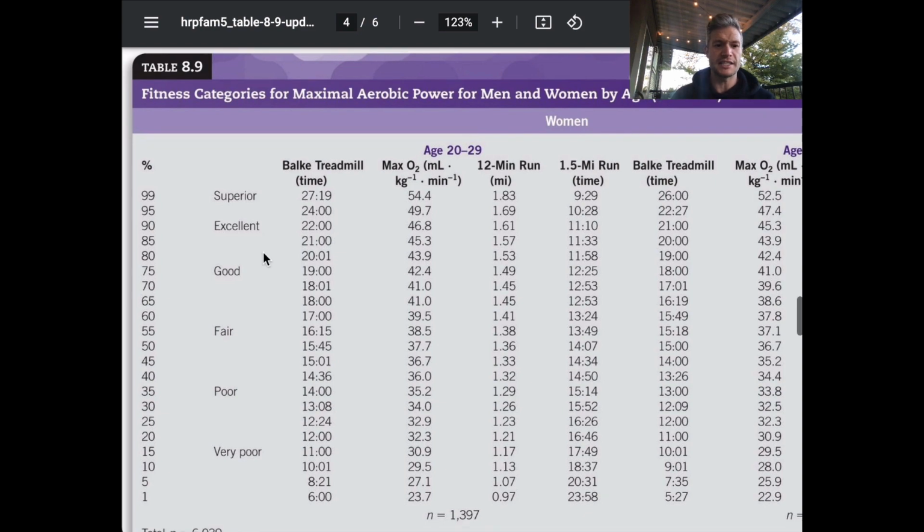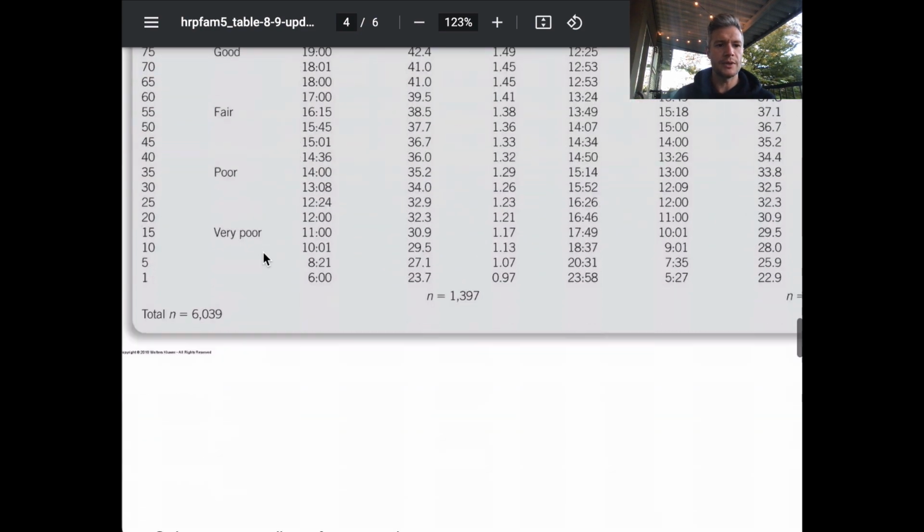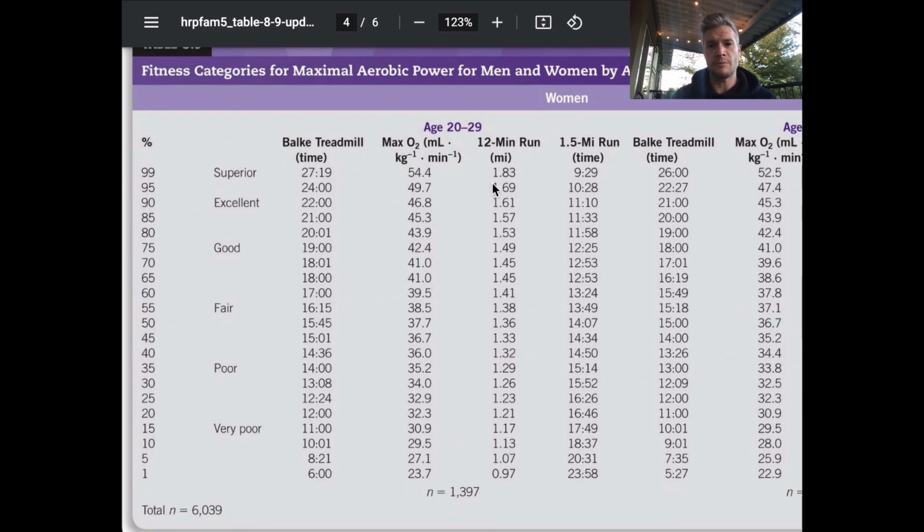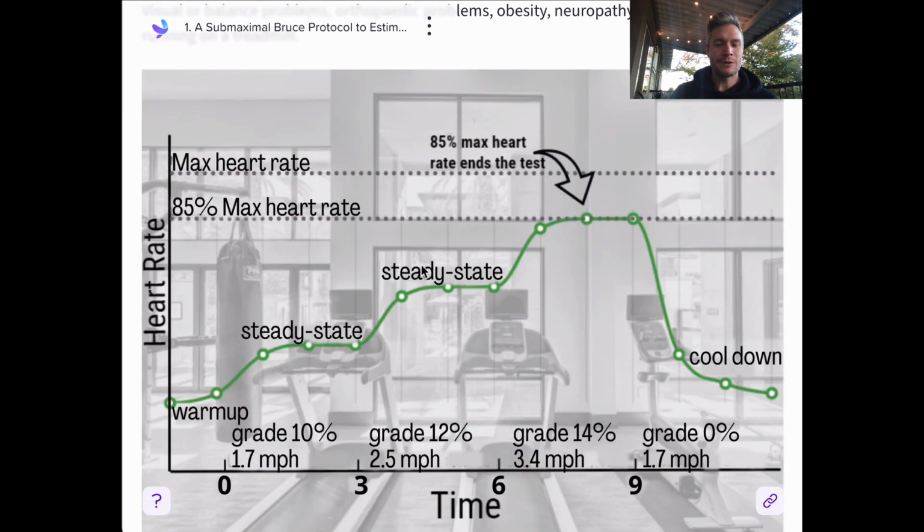This is just an ACSM table that you can pull off the web readily. Okay, and so through all of that, it gives you a max O2 prediction, again because of the assumptions we make of the relation of VO2, heart rate, and workload. Okay, all right. We'll just have a few more.